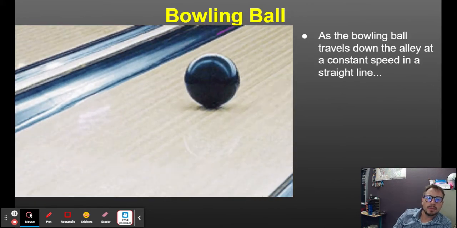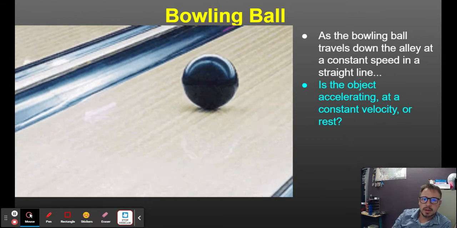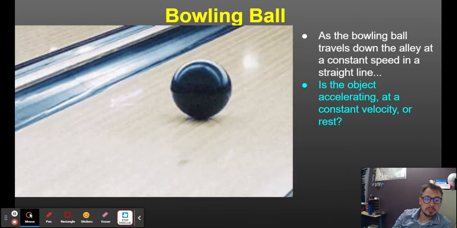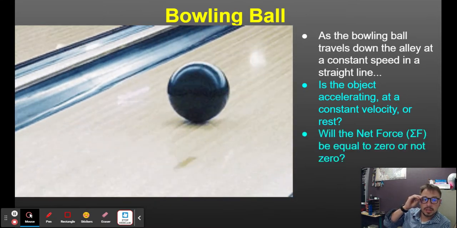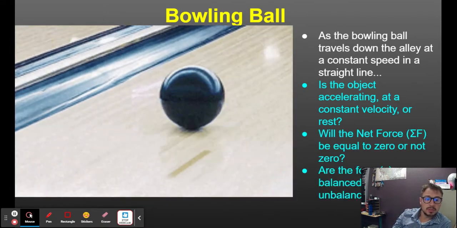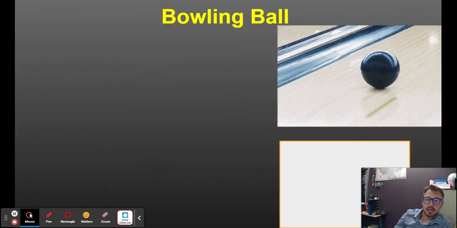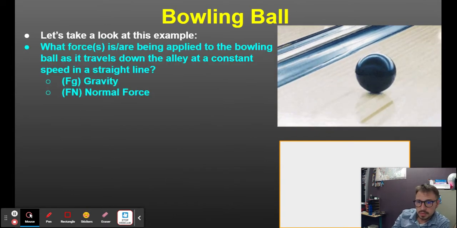Now let's look at a bowling ball. Now the bowling ball travels down an alley at a constant speed in a straight line. The object's not accelerating because it's constant speed, straight line, so not speeding up, slowing down, or turning. The net force is going to be zero. Well, all the forces balance out. They cancel out. The net force is zero. There's no acceleration. It's traveling at a constant velocity.